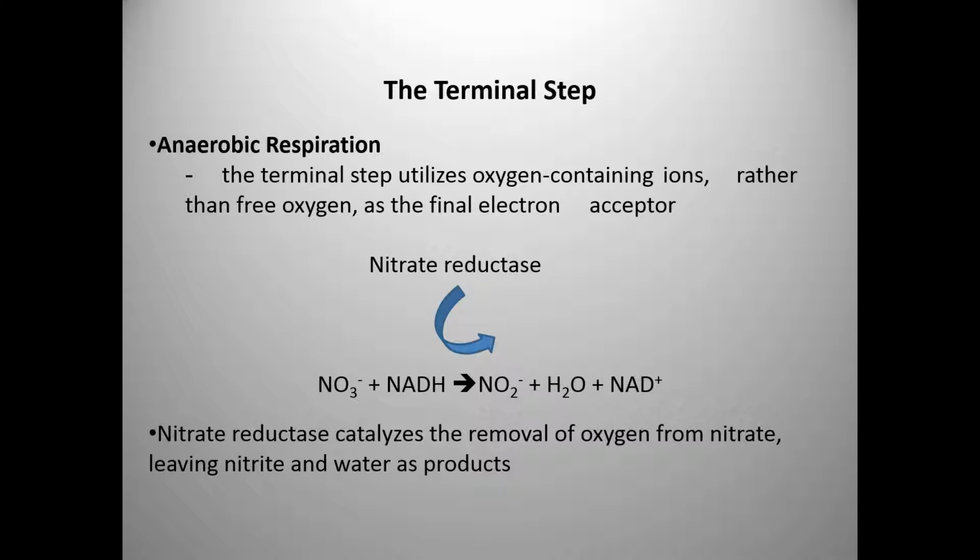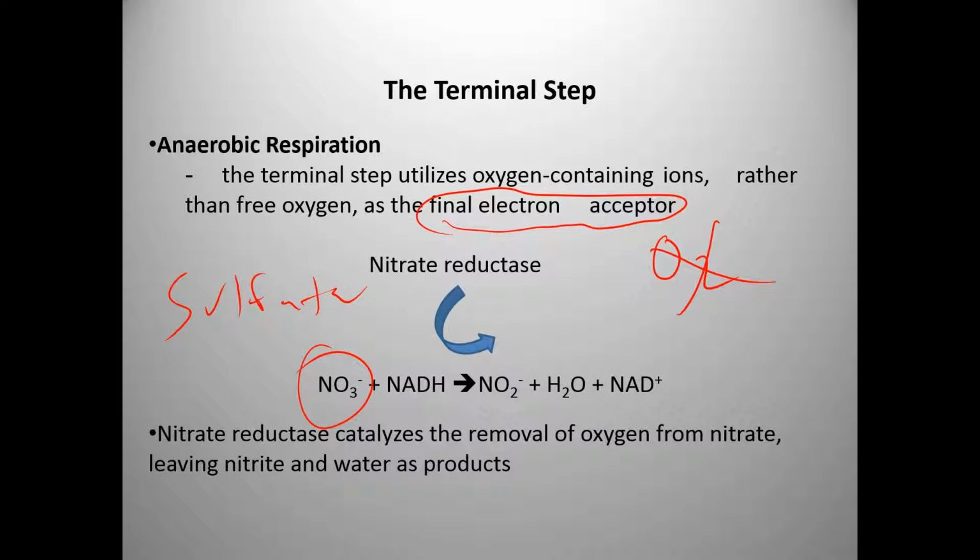Usually, if you recall from aerobic respiration, oxygen functions as the final electron acceptor of cellular respiration. But if oxygen is not present, some organisms have other chemicals, molecules that can function as the final electron acceptor. A lot of times these molecules contain oxygen, things like nitrate, for instance, or sulfate, to name two instances. In this case, the nitrate or the sulfate would act as the final electron acceptor.